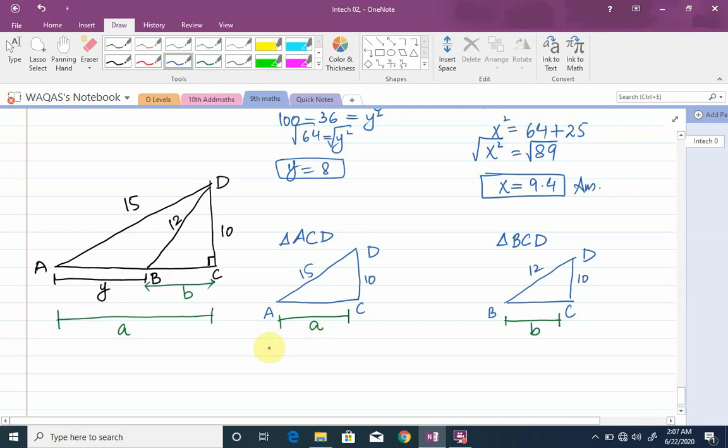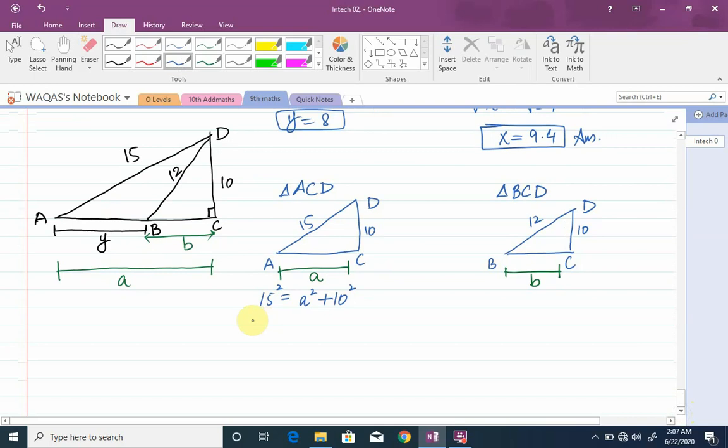If I need to find A, applying Pythagoras, 15 square is equal to A square plus 10 square. So 15 square, 225, plus 10 square on the left side, it will be minus 10 square, that is 100, is equal to A square. 225 minus 100, it will be 125 is equal to A square, and root on both sides. So under root of 125 is 11.2. So you know the value of A.